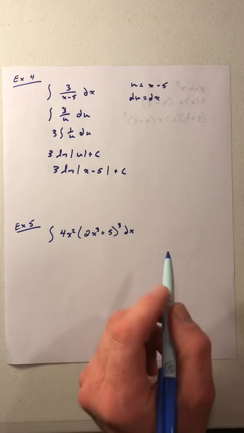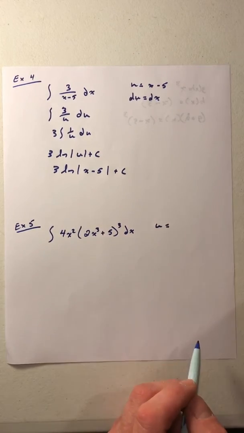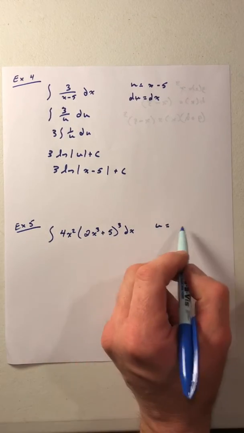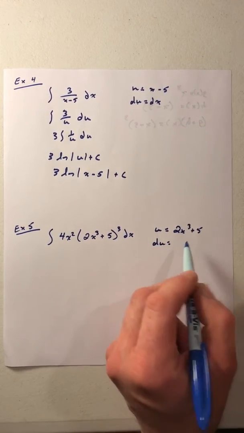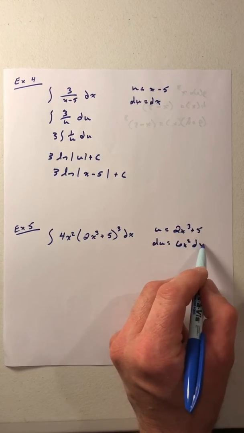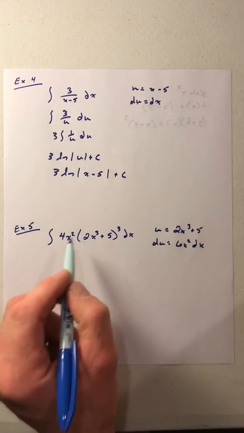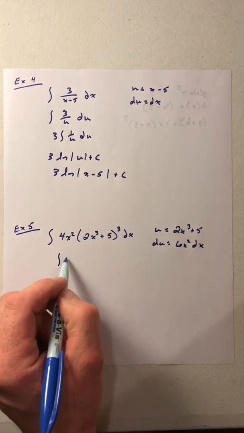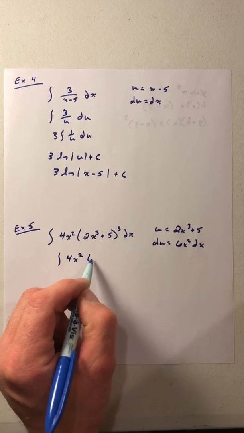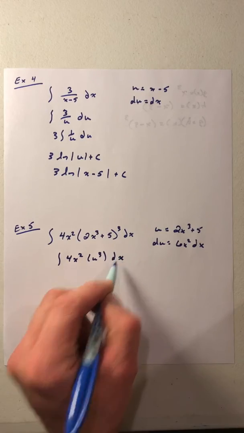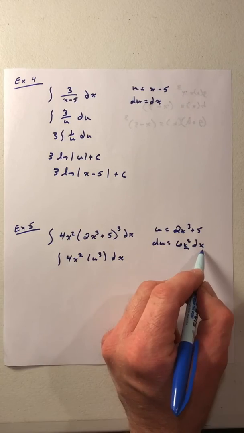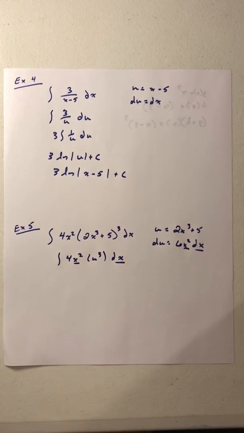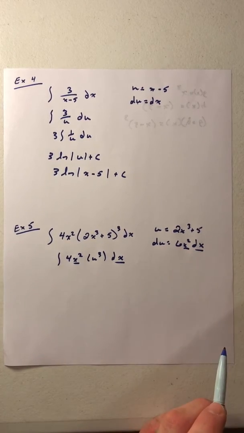Example 5, last one for the day. We're going to let u equal, again, that quantity, 2x to the third plus 5. du is going to equal 6x squared dx. So notice over here, here's our u. So we have the integration of 4x squared times u to the third dx. Well, if I think about 6x squared, I have the x squared and I have the dx, and those are pretty easily seen. What about this 4 and what about this 6?